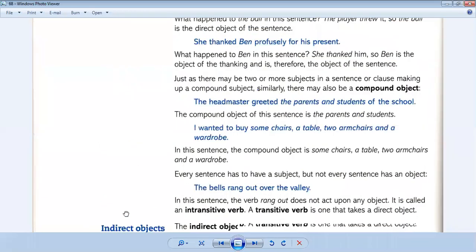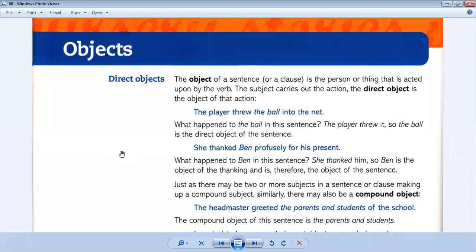And here is the question: which one is direct and which one is indirect? When to use this and when to use that? A direct object is a sentence or a clause where the person or thing is acted upon by the verb. The subject carries out the action towards the direct object.